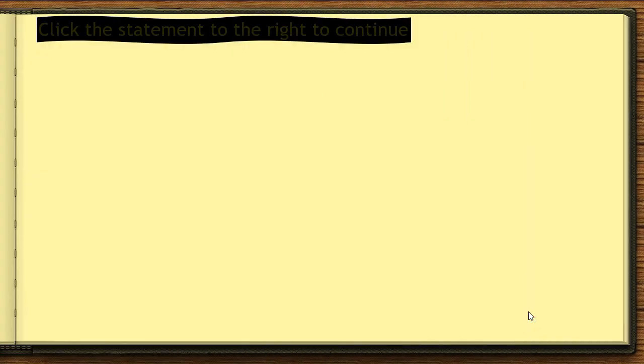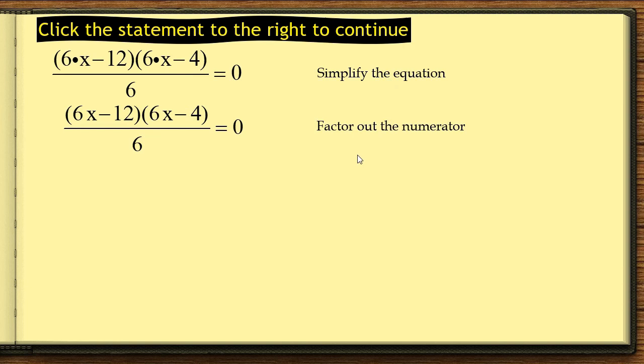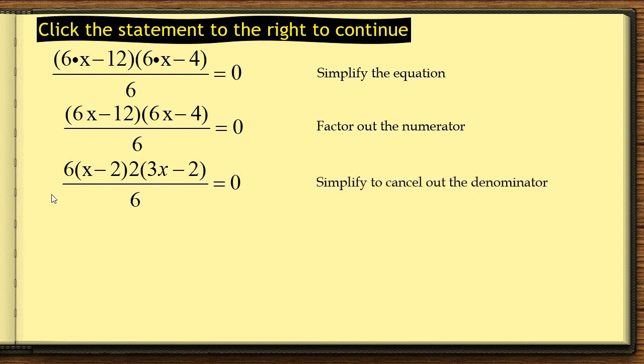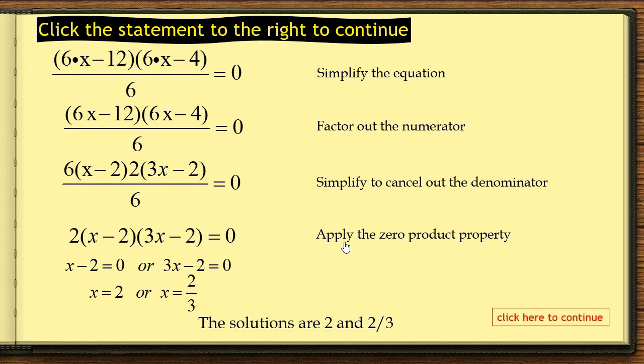So by using the formula, we will derive this equation. And of course, we need to simplify this equation. Then for us to simplify the numerator, we need to factor out. And we will have this one now. And by simplifying further to cancel out the denominator, we will have this equation. Alright, so by applying the zero product property, the solutions will be 2 and 2/3.